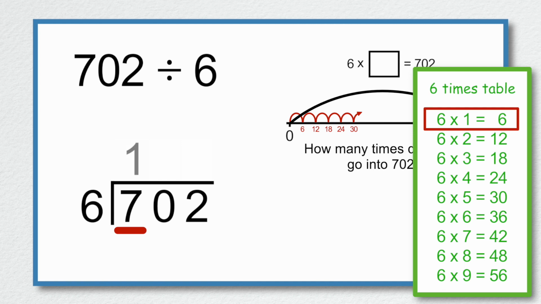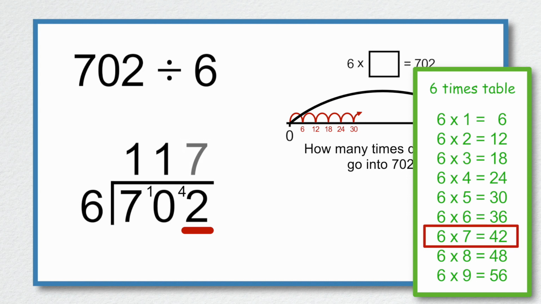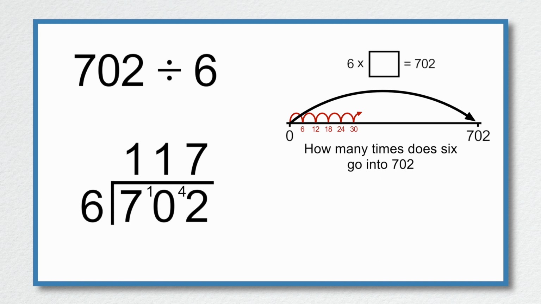We write the 1 on the top row, and we write the remainder next to the 0 in the tens column. 10 divided by 6. Well, 6 goes into 10 one time with a remainder of 4. We write the 1 on the top line above the 0, and we write the remainder next to the 2. 42 divided by 6. Well, 6 goes into 42 7 times. Our answer is 117. So 6 multiplied by 117 is equal to 702. Therefore, 6 and 117 are both factors of 702.